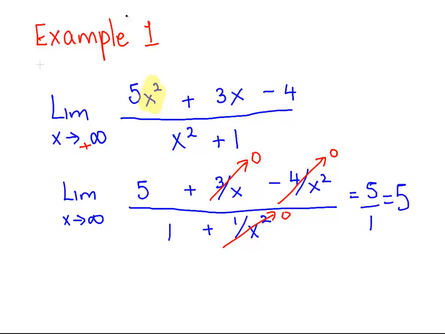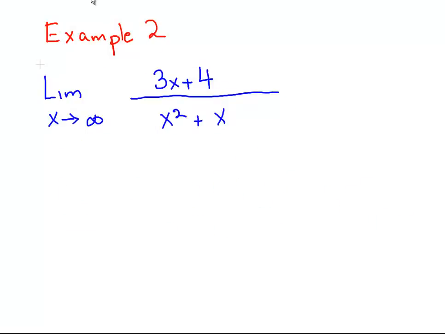So that's the first example. Let's look at another example. I've got a few of these. Limit as x goes to infinity, 3x plus 4 divided by x squared plus x. Now what we're going to do is divide by the highest power again, and we're going to get a slightly different answer this time. So x squared is the highest power. Let's divide through, re-expressing the whole thing, dividing through by the highest power.